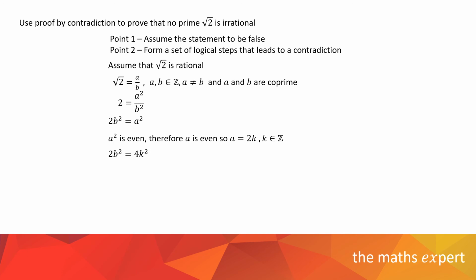We can now substitute this and then simplify. We can now see that b squared is even, and therefore b must be even. This is a contradiction though, as both a and b being even would mean they share a common factor of 2, which means they are not co-prime, or it could mean that the fraction could be simplified further, but that is a contradiction to our assumption.